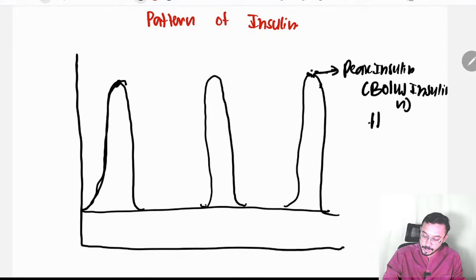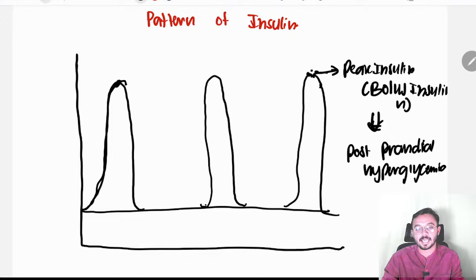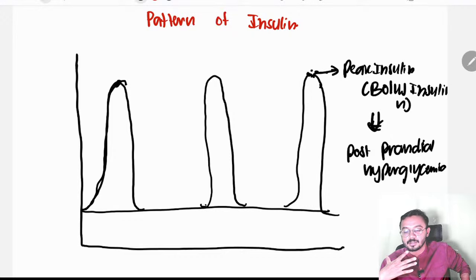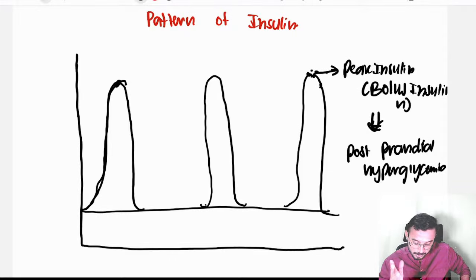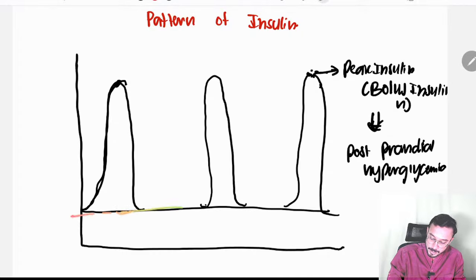So why is it used? It is used to control postprandial hyperglycemia. What do you mean by this? Postprandial hyperglycemia is the rise in glucose after taking food, and it is getting controlled. That is known as controlling postprandial hyperglycemia. And look at this baseline value over here, right? This is about your basal insulin. So this is basal insulin.